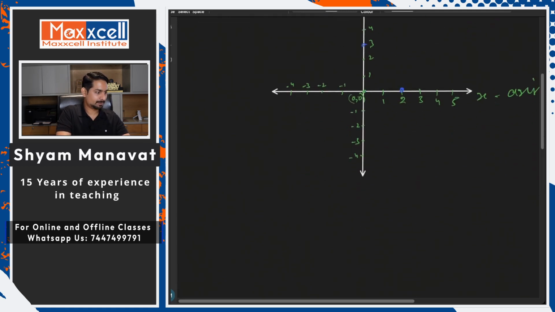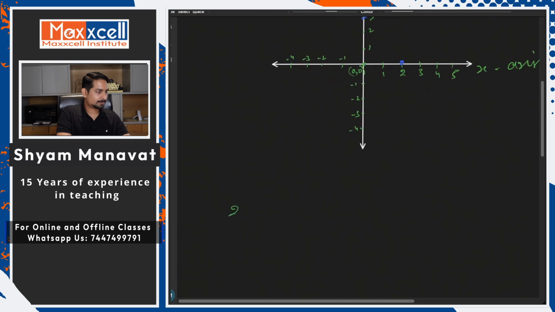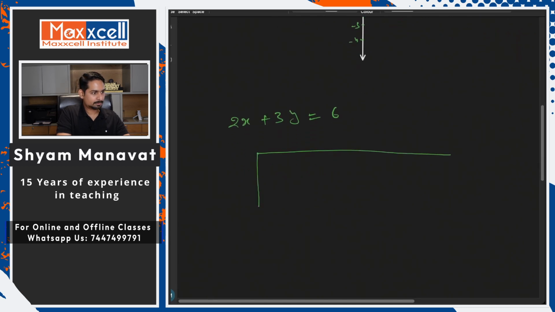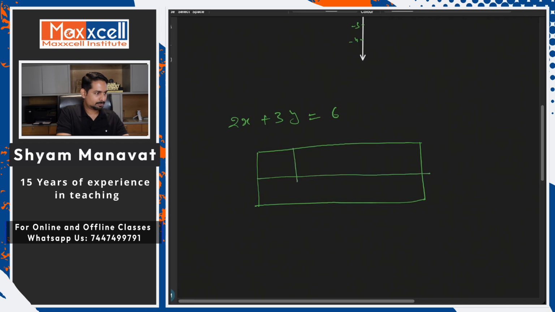Now, let's see this equation: 2x plus 3y equal to 6. What do we do here to find the coordinates? We will use some values. I will take you through the shortcut. There is a lengthy way also, but let's keep it shorter.